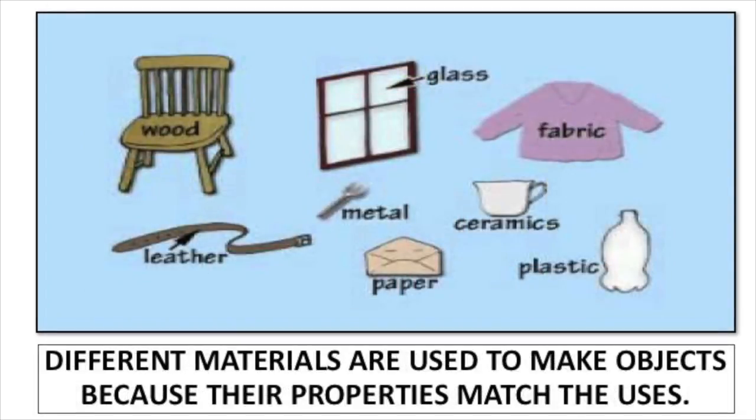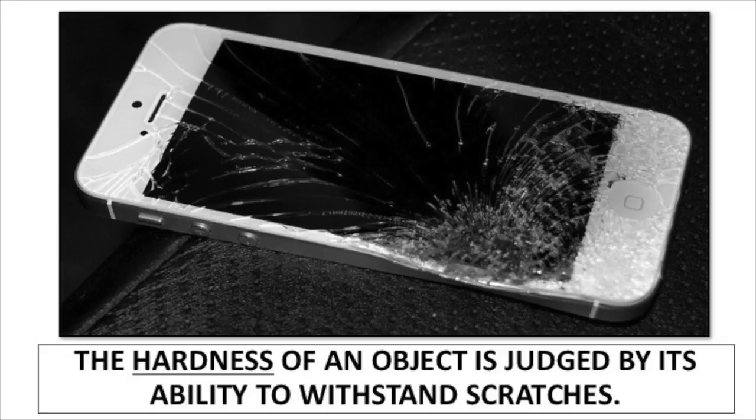Different materials are used to make objects because their properties match the uses. Let's look at some examples now, guys. The hardness of an object is judged by its ability to withstand scratches. Yes, remember the experiments we did with the objects when we scratched them together? And the ones that left the scratch marks, they were harder. The ones that were scratched were softer.